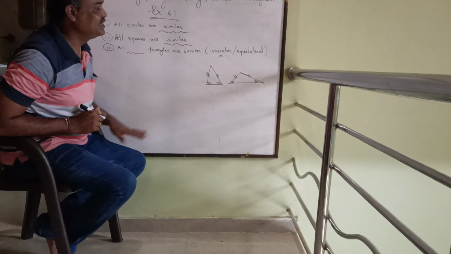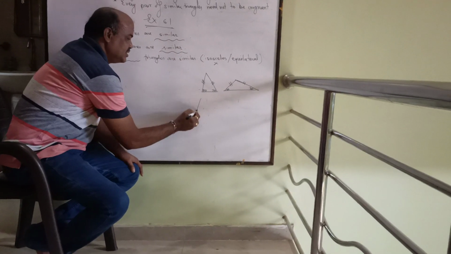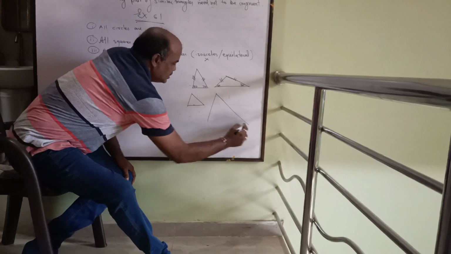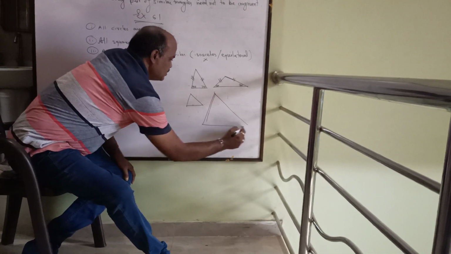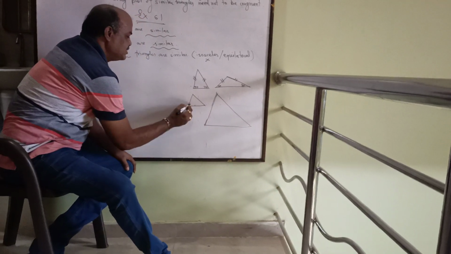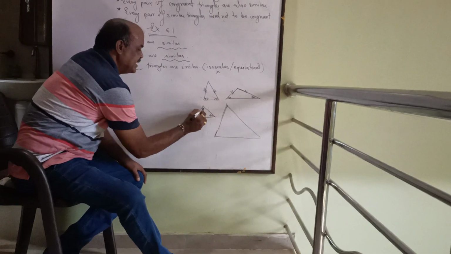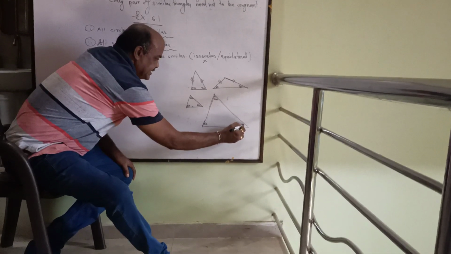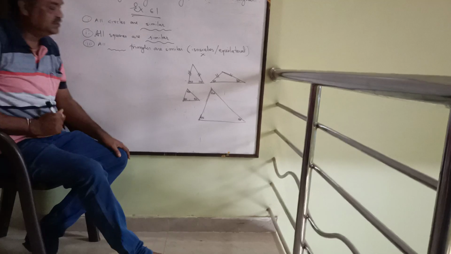So let us think about the equilateral triangle. Students, you know it very well that equilateral triangles have same measure of every angle, that is 60 degree, no matter how much its every side is.